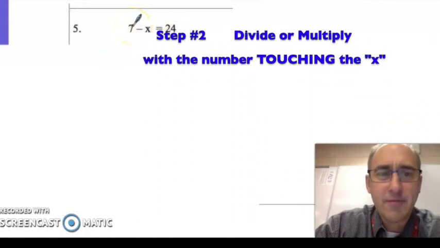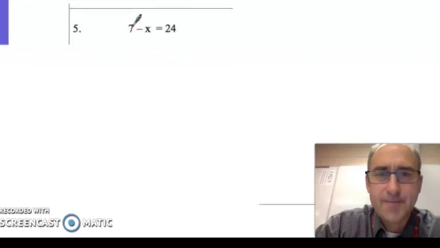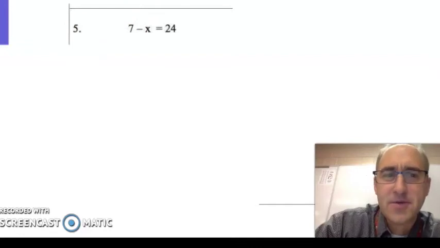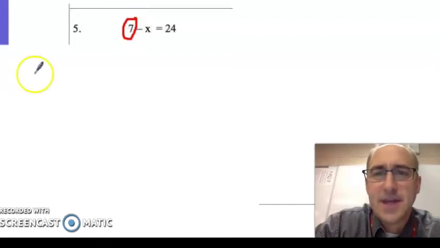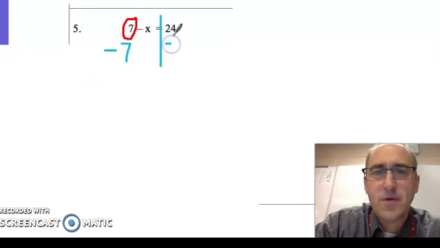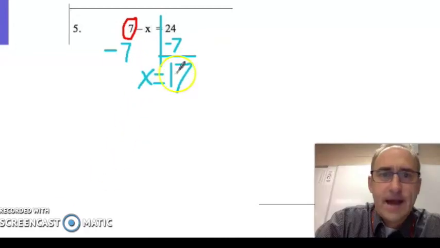I need to move the number to the other side. What kind of 7 do I have here? He pauses dramatically to see if the students can answer. Yes, it's a positive 7. So what's the opposite of positive? Negative. So I'm going to subtract 7 from both sides. What's 24 minus 7? I got a positive 17.